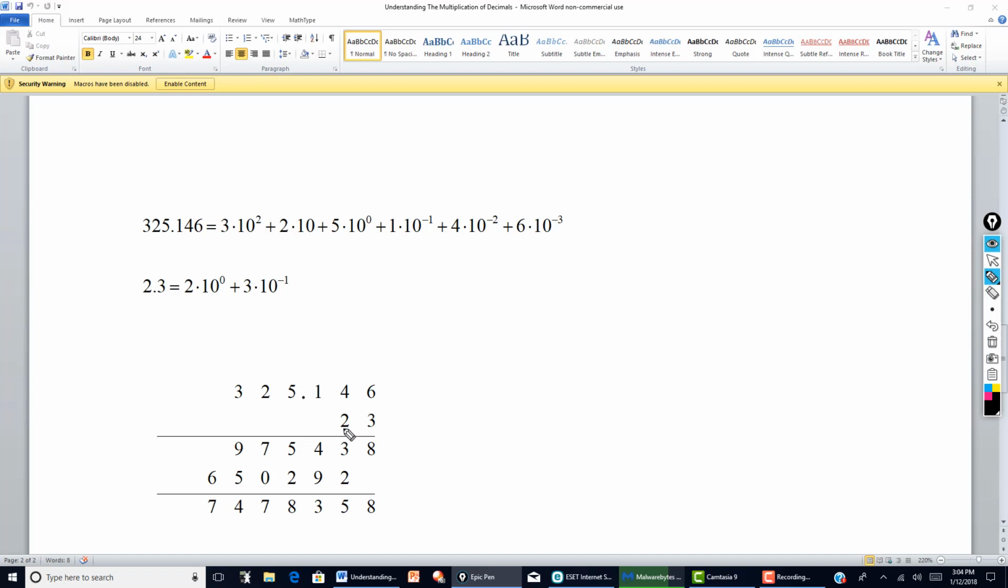So let's suppose we're multiplying 325.146 times 2.3. The rule that you're familiar with is you ignore the decimal places. So you set it up this way, and they tell you to ignore the decimal places and just multiply the numbers, and then count the number of decimal places. The first one has 3 places, 1, 2, 3. The second one has 1 place to the right of the decimal. We add those up, that gives us 4, and then they tell us to move the decimal over, 1, 2, 3, 4. So the decimal would be right there.